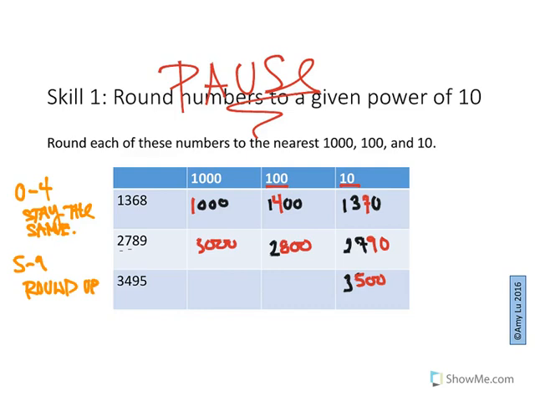Now when we round it to the nearest 100, this becomes 3,500 because the 9 forces the 4 to go up, so it has to go up to 500. And finally, to the nearest 1,000, that 4 forces the 3 to stay the same, so it's closer to 3,000.